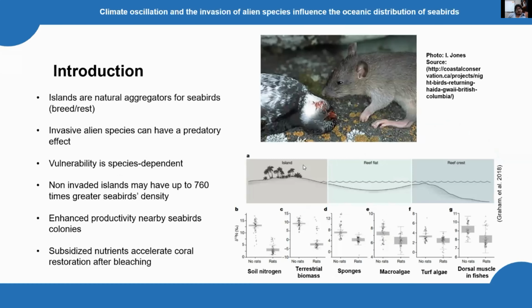Okay, another important thing to include in this background is that seabirds live in islands generally, and islands represent natural elevators for seabirds because they choose these areas to breed and to rest. So depending on the season, they may use an island for both things. However, as you know, there are a lot of invasive species in some islands that have a predatory effect. The main invasive predatory species on islands are rats and cats. However, this study will focus particularly on the effect of rats.